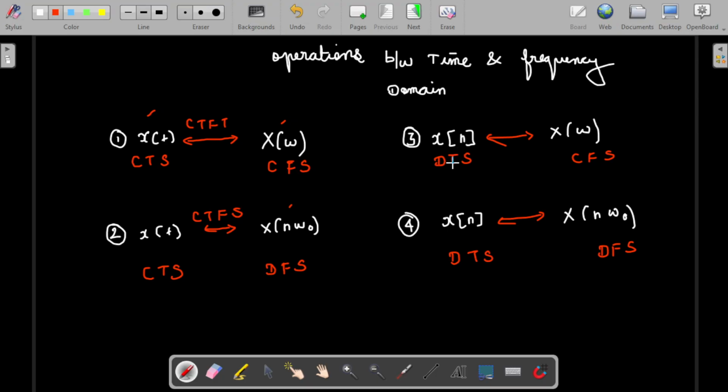Here it is already a discrete time signal. We are converting that into a continuous frequency signal. This operation is called DTFT, meaning discrete time Fourier transform. Here, discrete time to discrete frequency, this operation is called DTFS, meaning discrete time Fourier series. Apart from this, we have some more concepts also that I will explain in detail.